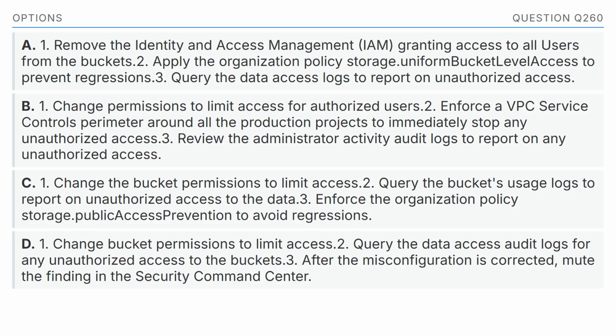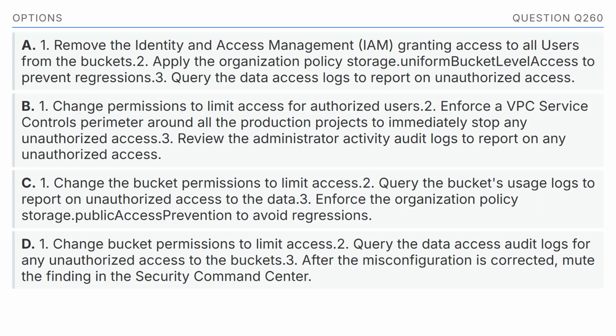3. Query the data access logs to report on unauthorized access. Option B. 1. Change permissions to limit access for authorized users. 2. Enforce a VPC Service Controls perimeter around all the production projects to immediately stop any unauthorized access. 3. Review the administrator activity audit logs to report on any unauthorized access.